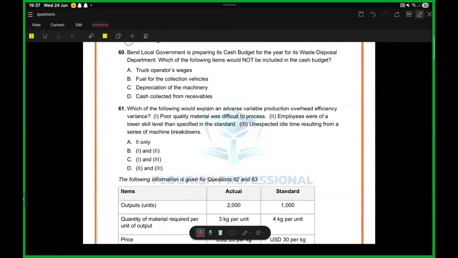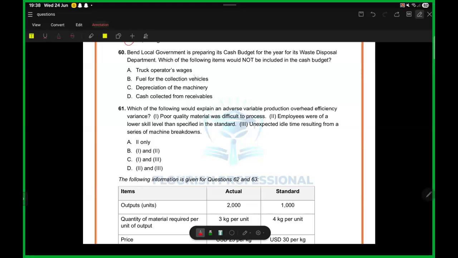Bend local government is preparing its cash budget for the year for its waste disposal department. Which of the following items would not be included in the cash budget? Okay, so right now we are budgeting. The question is flowing from the budgeting aspect. It's so simple. In the cash budget, we record only items of cash, items that have cash nature. Items that do not have cash nature, we don't record.